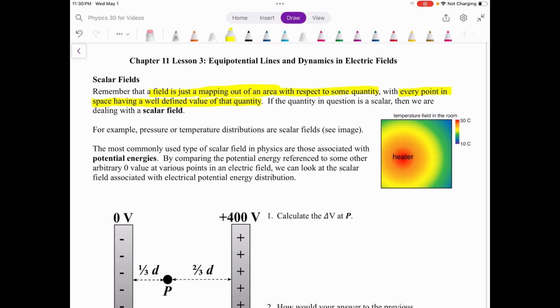If that quantity is a scalar, then we are dealing with a scalar field, okay? So up until now, we've been talking mostly about fields that are associated with a force, right? The electric force that a 1 Coulomb charge would feel if placed at that location is the electric field. So that's a vector field because it's associated with a force, right? But there are scalar fields as well.